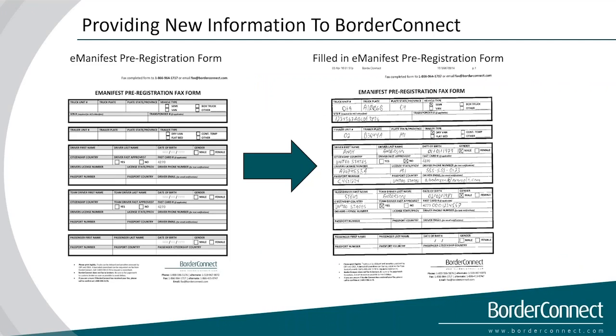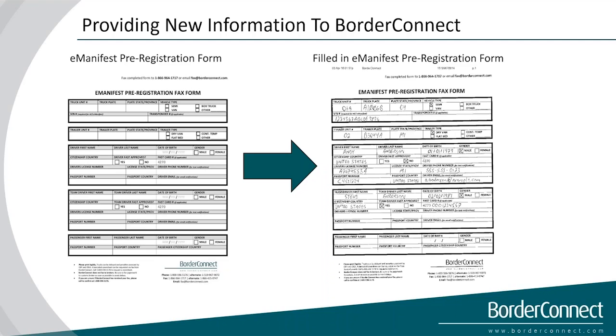Now, this is for providing new information to BorderConnect. Essentially, this is a pre-registration form, as I mentioned, and on the left is a blank one, and on the right is one that was faxed in and sent to us. Now, I apologize for the legibility. The legibility was actually quite easy to read. It's just that when I transferred over to an image, it got a bit grainy, so I apologize for that.